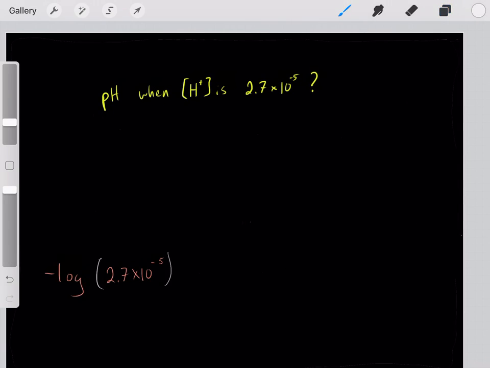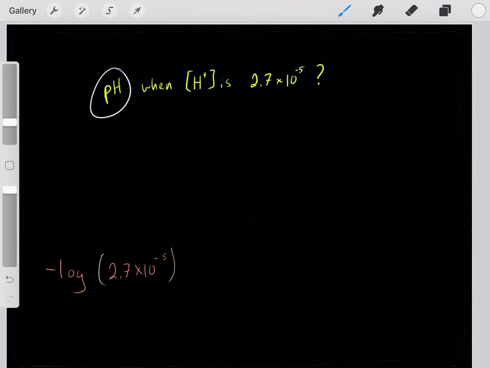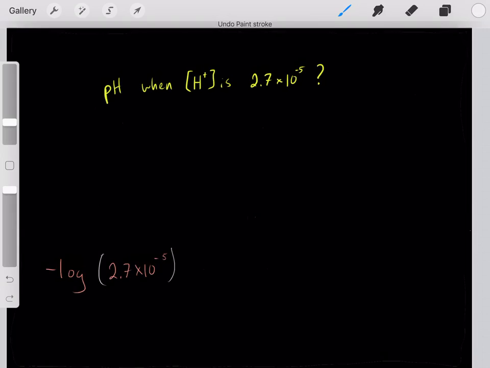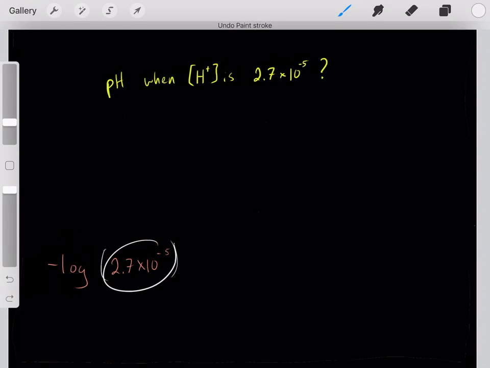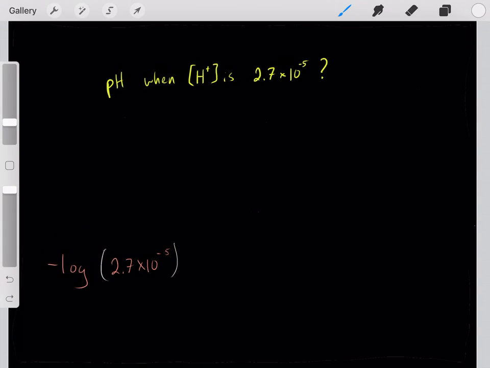For example, a typical question you'll see is what is the pH of a solution when the hydrogen ion concentration, the hydronium ion concentration, is 2.7 times 10 to the negative 5. The way you find the pH is you take the negative log of the hydronium ion concentration. So this is a typical question you'll see. So how do we solve this?